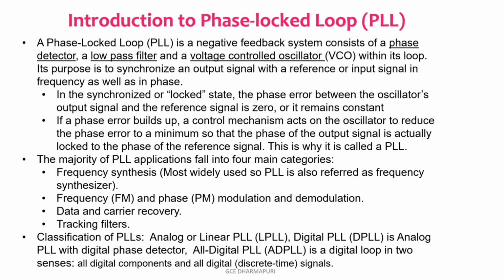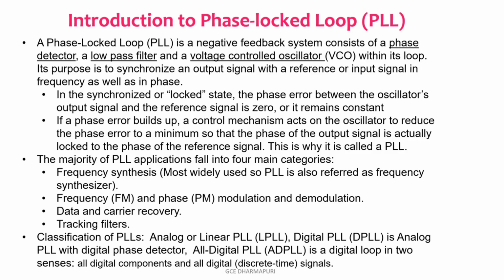Introduction to phase lock loop. Phase lock loop is a negative feedback system consisting of a phase detector, low pass filter and voltage controlled oscillator within its loop. Its purpose is to synchronize an output signal with a reference or input signal in frequency as well as in phase.